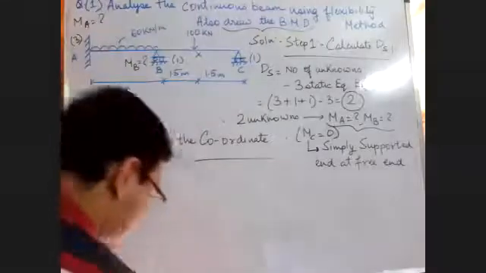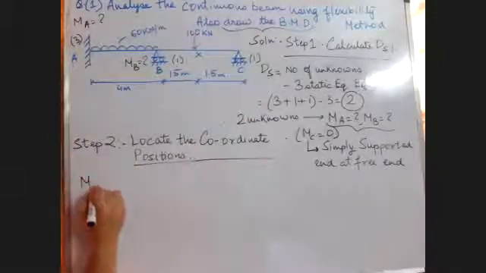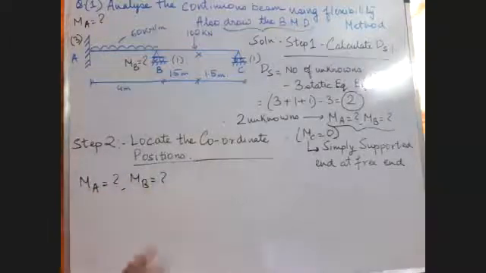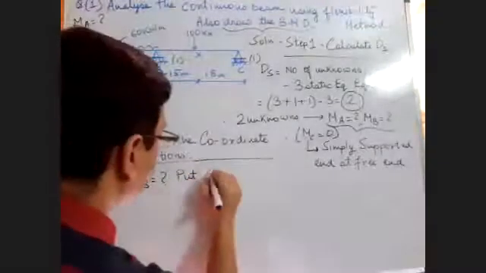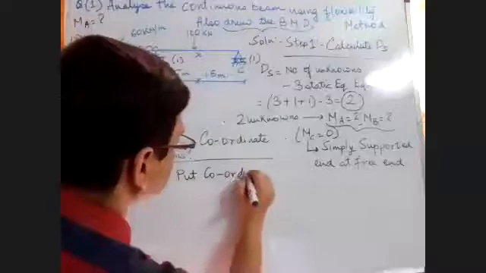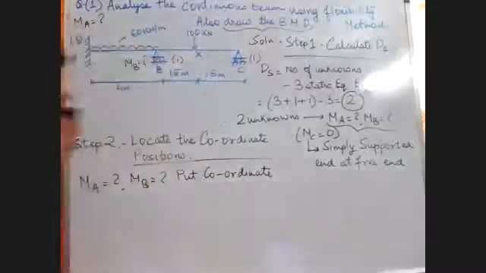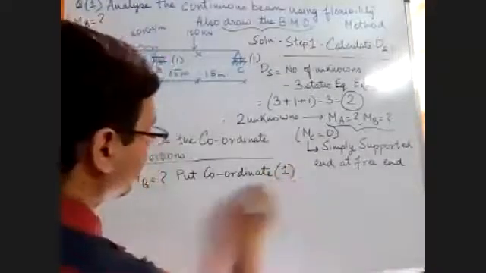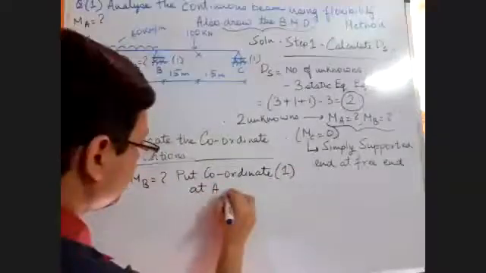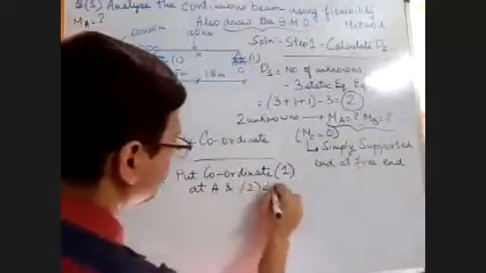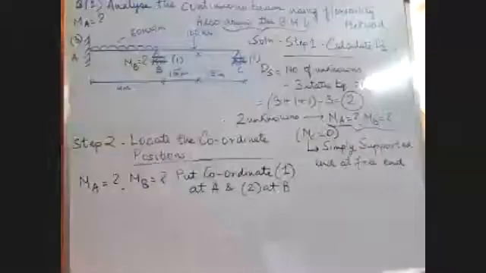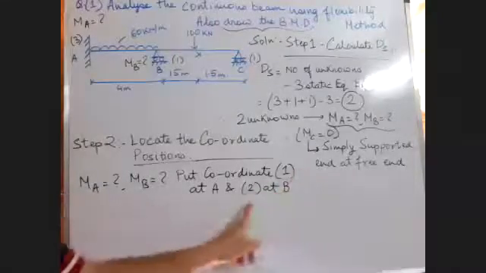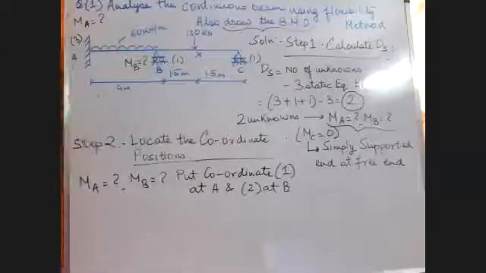Okay. Now our MA is unknown, so moment at A unknown and moment at B unknown. So I will put coordinate 1. This time I have to put the numbering of the coordinate: coordinate 1 at A and 2 at B. So two unknowns there. Wherever there is an unknown, at those points I will put the coordinates.